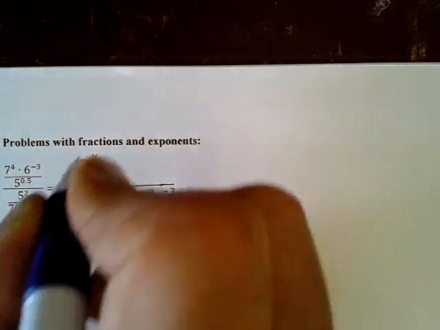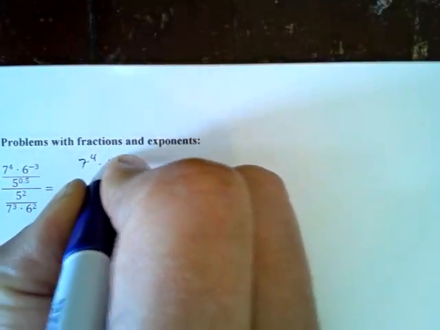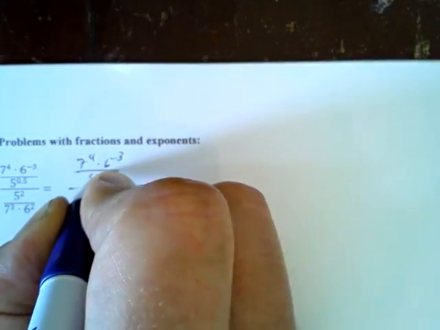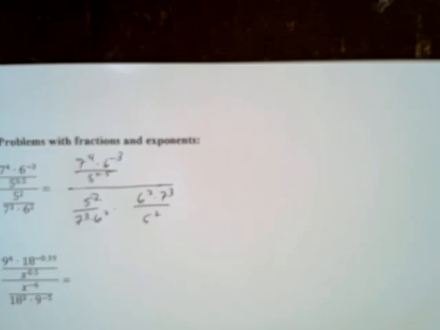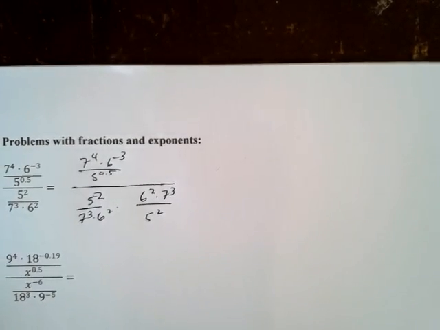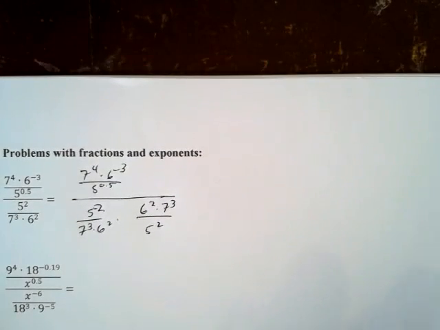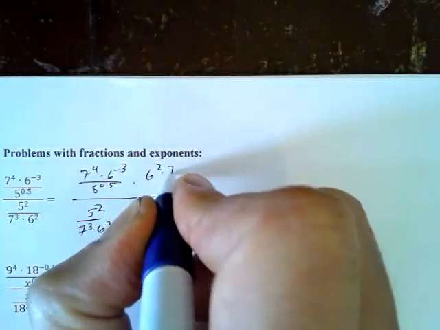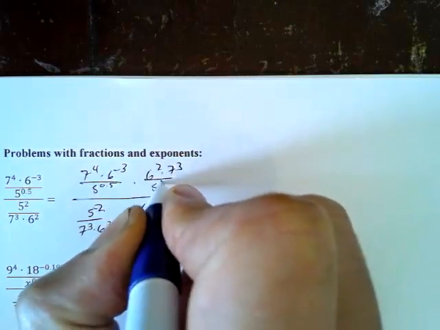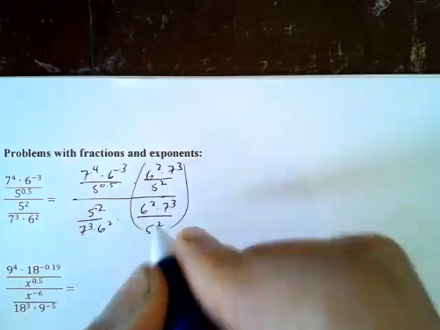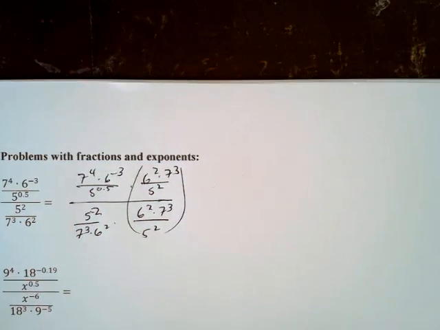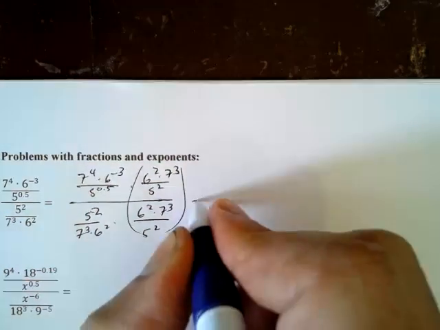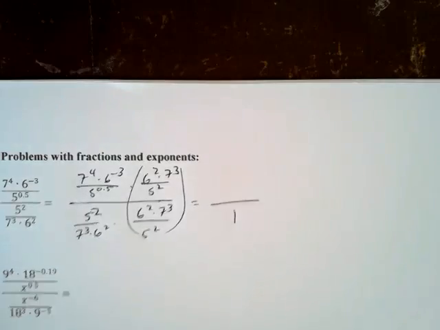We have 7 to the 4th times 6 to the minus 3, over 5 to the 1/2 power. Now that might look a little funny, but we'll see that we can deal with 1/2 powers just as easily as we can deal with whole numbers. Multiply that by 6 squared, 7 cubed over 5 squared. So again, we're just multiplying the original ratio by something that's equal to 1. We know that the denominator becomes 1.